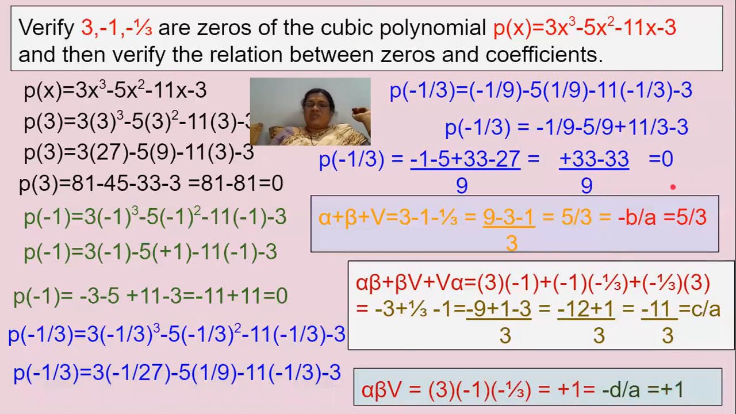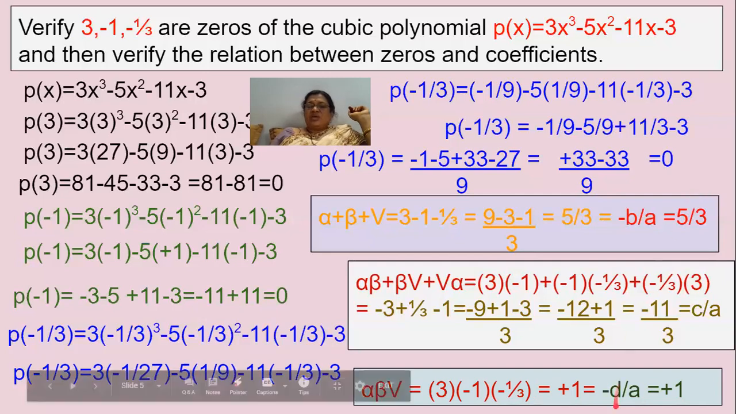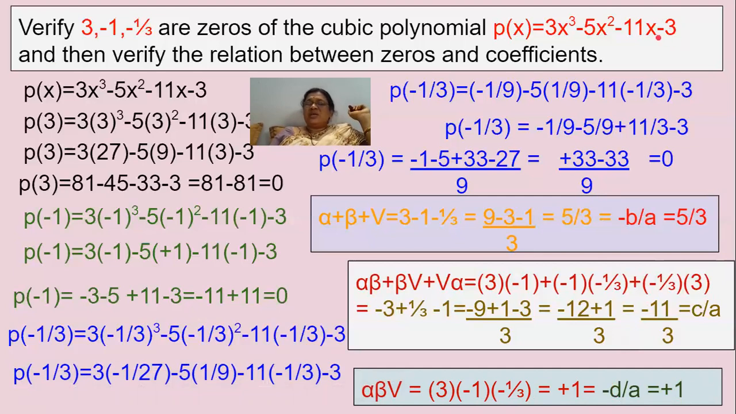Now the product, alpha, beta, gamma. When you take the product, alpha into beta into gamma, you should get minus d by a. Let us verify. When you multiply alpha into beta into gamma, you'll get plus 1 as an answer. Minus d by a. This is a, this is b, this is c, and this is d. d is nothing but minus 3. So minus d by a, minus of minus 3, isn't it? So minus into minus, you will get 3. 3 by a, a means 3. So 3 by 3, 3 will get cancelled and you'll get 1 as an answer.